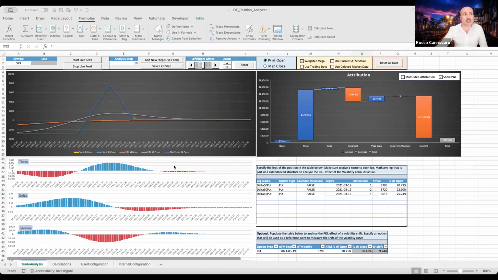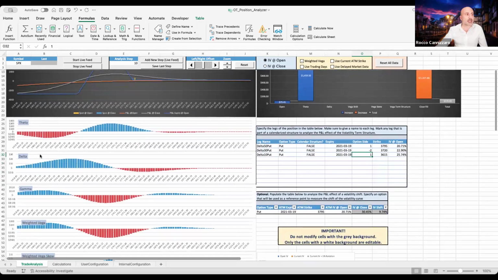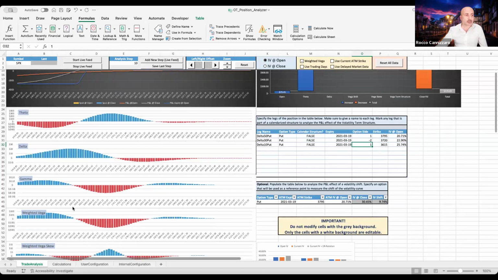But I wanted to use this document because it helps to understand a little bit more what the effect is. So what I have here is a broken wing butterfly. In this case it was a 50, 30, and 10 delta put. So one bought, two sold, one bought at particular strikes. So this is the graph, and on the bottom here we have all the Greeks: theta, delta, gamma, Vega.